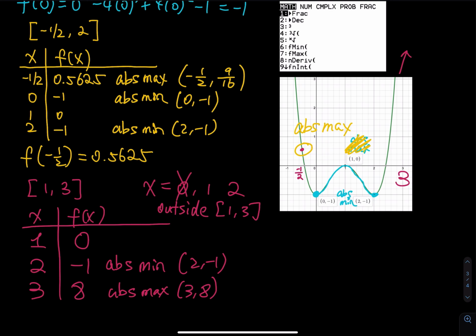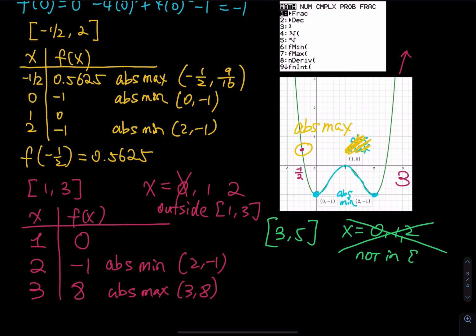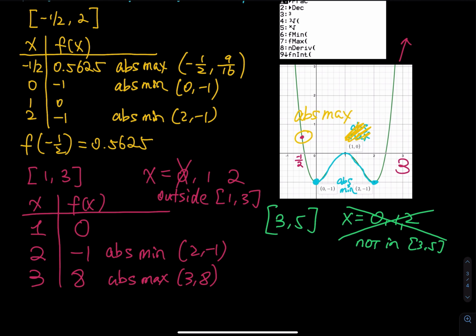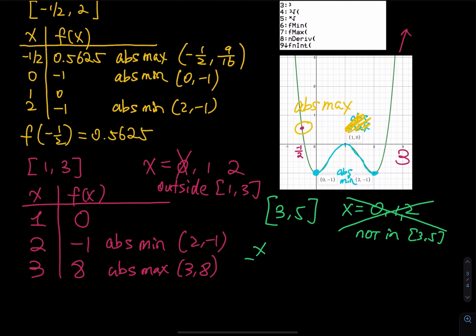Last one. How about 3 to 5? Which critical numbers should be ignored? Tell me. 3 to 5. Are they in the interval? The answer is no. So we are going to ignore all of them. So they are not in 3 to 5. So we will have to do x and then f of x. We will be only testing the 3 and 5.